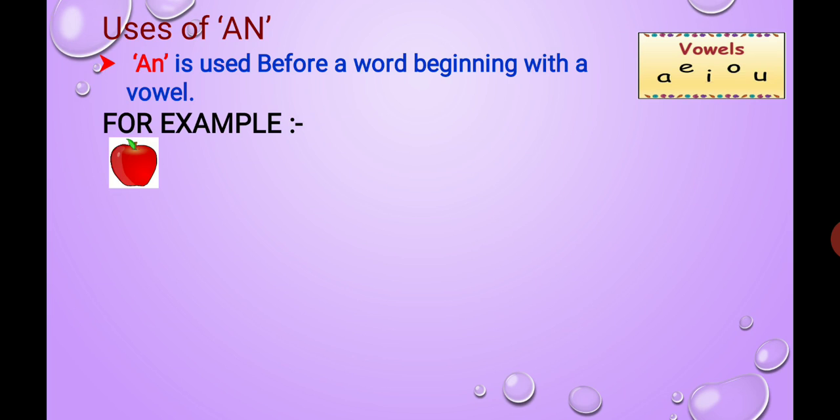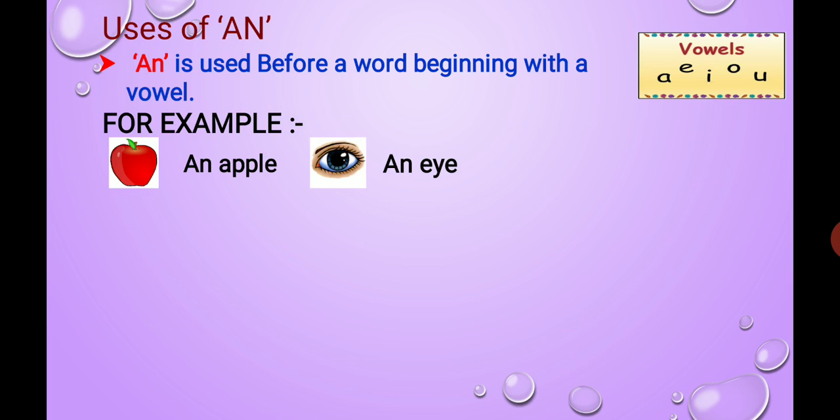What is the picture? Apple. What is the first letter of apple? A. A-P-P-L-E, apple. So A is a vowel. So which article will we use? An apple, right? Okay. Let's move on to the next picture. What is the picture? Eye. What is the spelling of eye? E-Y-E. And E is also a vowel. Then we use an eye.